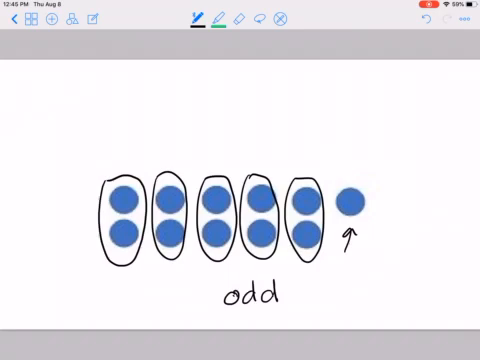Now let's count and see what number this picture represents. We have 2, 4, 6, 8, 10, and then one more is 11. So this number is 11. And now 11 is an odd number because it has this one little friend over here that does not have a buddy. Does not make a pair.